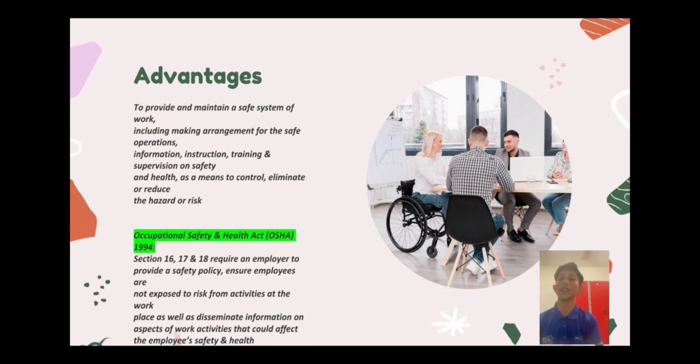Alright, the second thing, the most important in our topic, is the advantages of job analysis and law, the pros and cons. The first one is the most important: to provide and maintain a safe system of work, including making arrangements for the safe operation, information, instruction, training, and also supervision of safety and health as a means to control and monitor, also eliminate or reduce the hazard or risk.